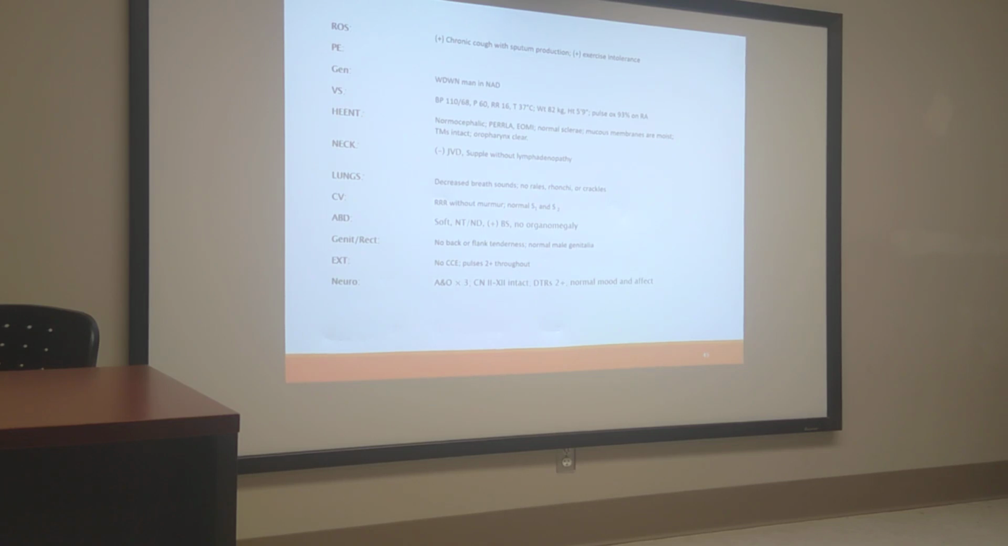Review of systems: positive for chronic cough, sputum production, positive for exercise intolerance. General: well-developed, well-nourished man, no acute distress. Vital signs given. HEENT: normocephalic, basically normal exam. Neck exam normal. Lungs: decreased breath sounds, no rhonchi or crackles.